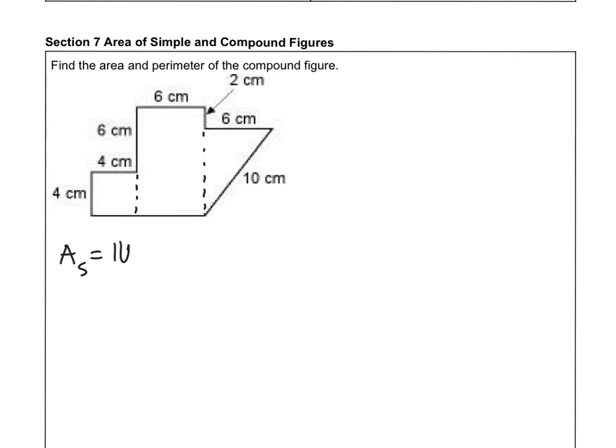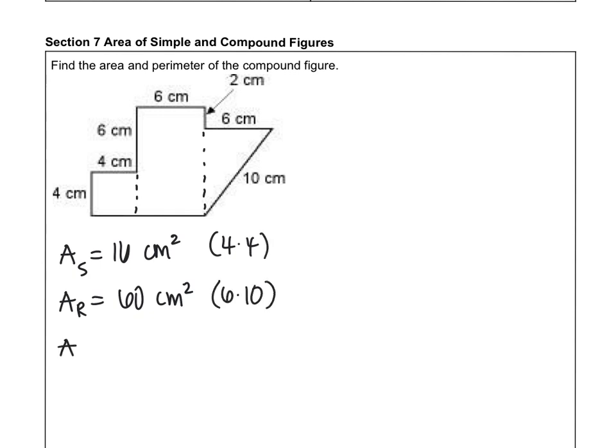So the area of a square, it's a 4 by 4, so its area is 16 centimeters squared. The area of the rectangle, so its length is 6, the width is 10, so it's 60 centimeters squared. So this was 4 times 4, this was 6 times 10. And the area of the triangle, 1/2 base times height. So we know this little piece is 2, which means the height is 8. So 8 times 6 divided by 2, and we're going to get 24 centimeters squared. So that was 1/2 times 6 times 8.